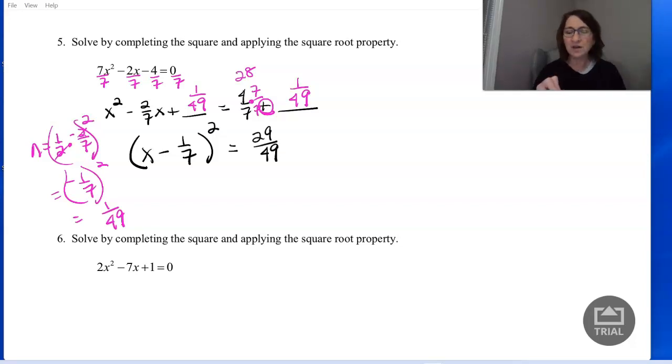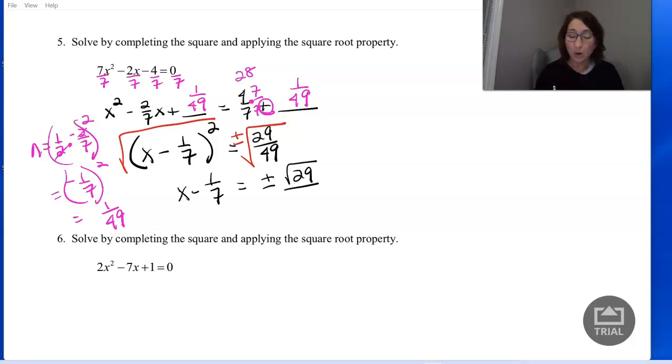Okay. So now I'm going to take the square root of both sides, looking for both my positive and my negative roots. So that's going to be x minus 1/7 equals plus or minus the square root of 29 over 7. The square root of 29 is prime. There aren't any factors I can break it into that I can take a root of.